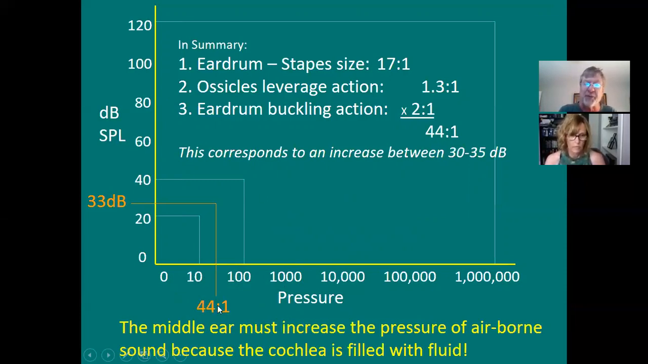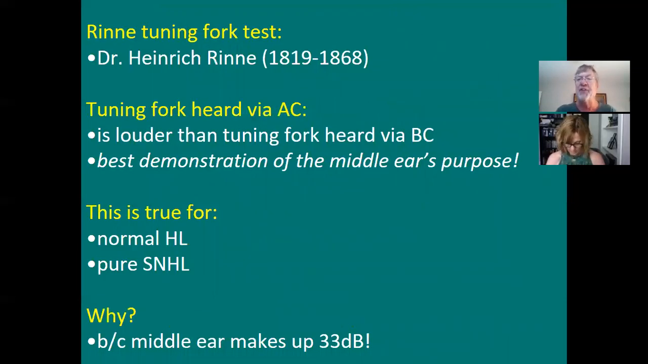So if you increase the pressure 44 to 1, you go up by somewhere in between, which is about 30 to 35 dB. And that is what the middle ear does. It increases sound pressure by about 30 to 35 dB.